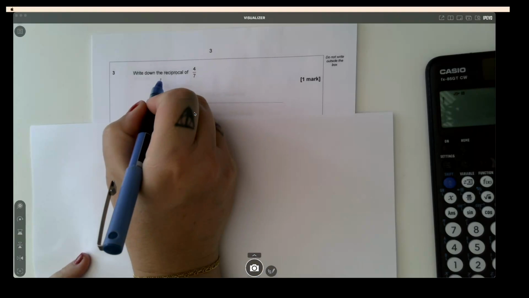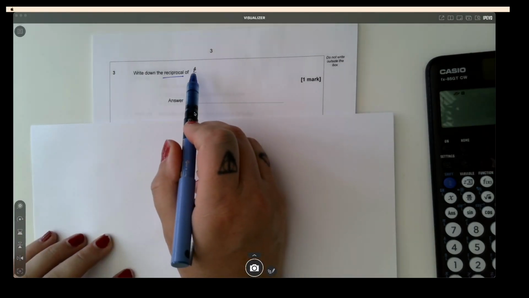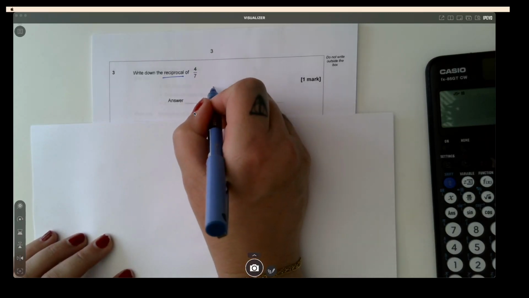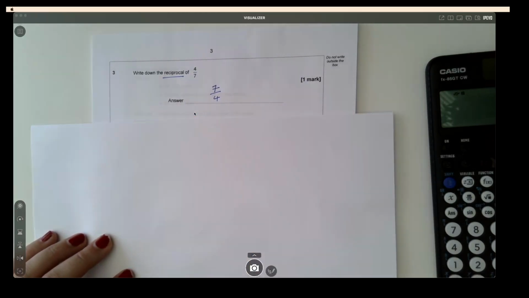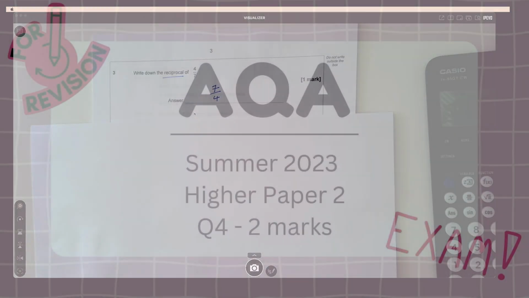Question 3. Write down the reciprocal of 4/7. So the reciprocal of a number is what you would multiply that number by to get 1. In this instance, we're dealing with a fraction, so it's simply a case of flipping that fraction upside down to find the reciprocal. If I had a decimal, I'd change that decimal into a fraction, and then I would flip it upside down.